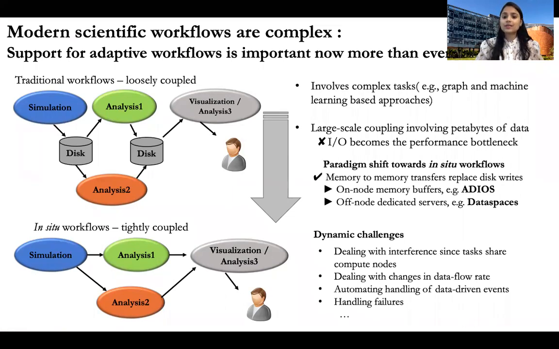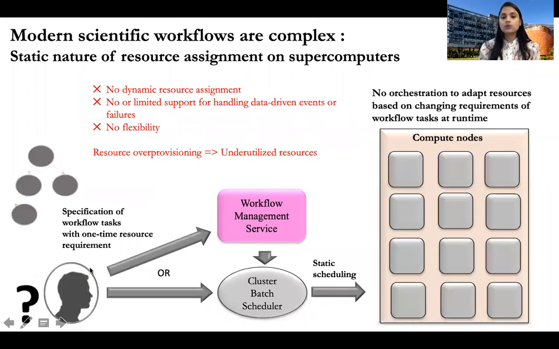Because of all these complexities, the runtime behavior of these workflows is becoming unpredictable, and there are many dynamic challenges. For instance, when tasks are sharing compute nodes, they interfere with each other's performance. There are unpredictable changes in the rate of data flow between these tasks. There are failures, and since the analysis is done online, there needs to be an automatic way of handling various data-driven events. The support for this on supercomputers is either limited or not commonly available in practice.